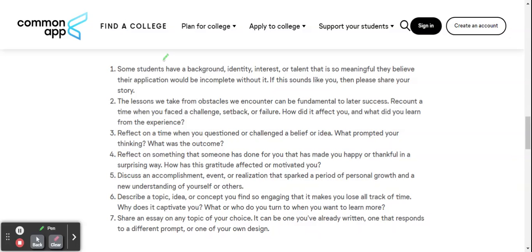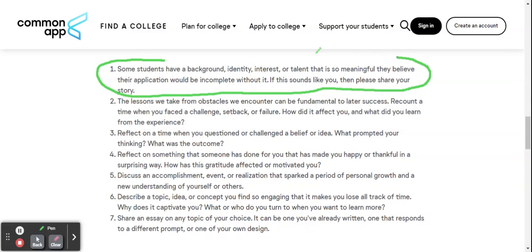And again, I did some videos just looking at them individually, but I thought I would go ahead and do one just as a whole, looking at all of them and making sure that we're focusing on the present tense. So the first one talks about you having a background, identity, interest, or talent that is so meaningful, notice how so meaningful is in there, that you believe your application would be incomplete without it. If this sounds like you, then please share your story.